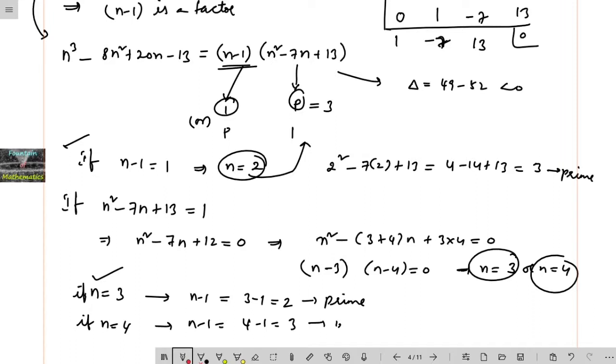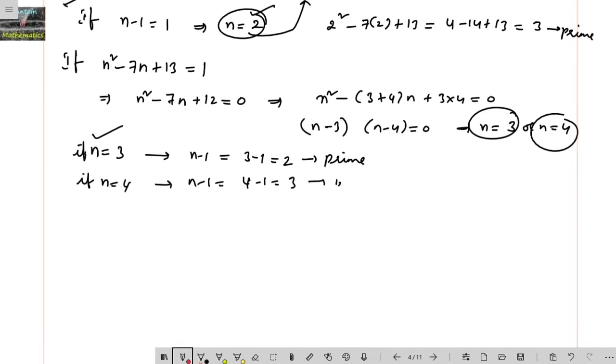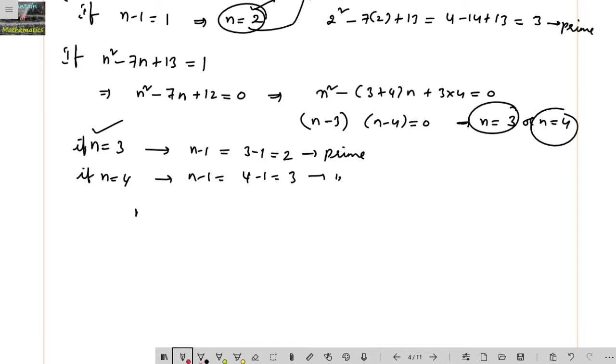So how many numbers are now possible? n is equal to 2, n is equal to 3 and n is equal to 4. So the possibilities of n values are 2, 3 and 4. So total 3 are possible. Okay. Let's move to the next question.